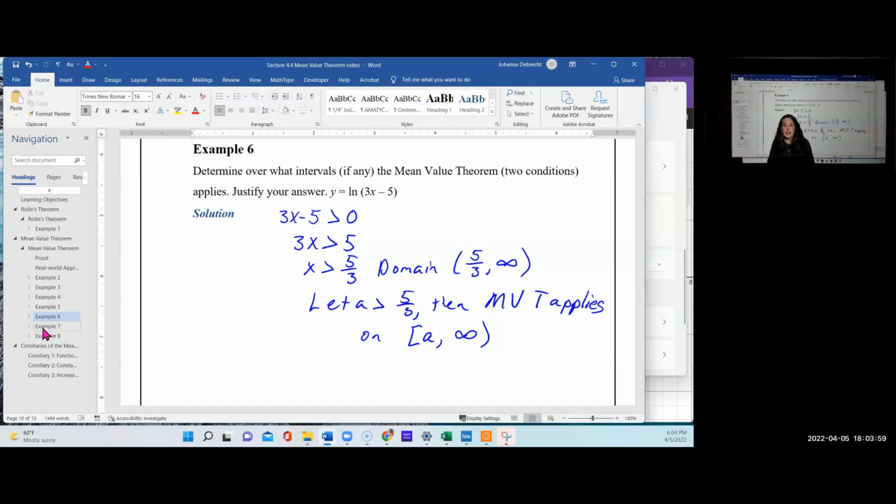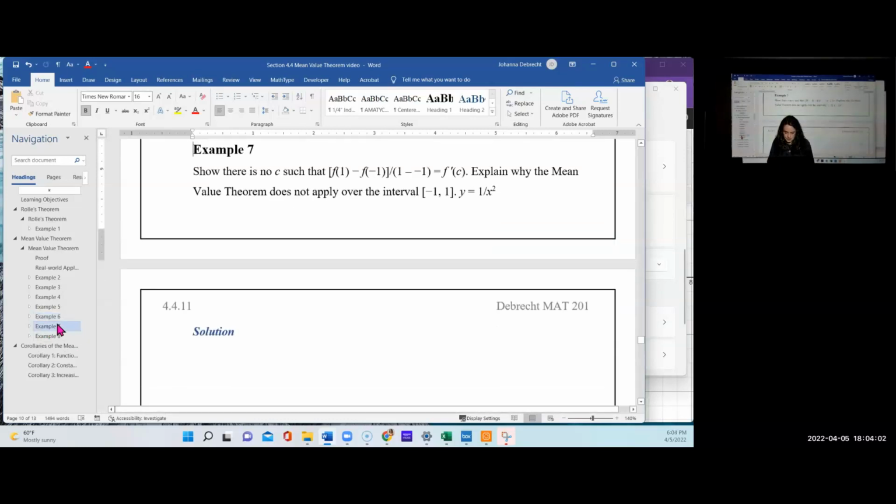Now let's look at example 7. In example 7, we want to show that there is no c on the open interval from -1 to 1 such that the slope of the secant line on the left is equal to the slope of the tangent line. We want to explain why the mean value theorem doesn't apply there. Well, let's take a look at our function and see what we think might be going on.